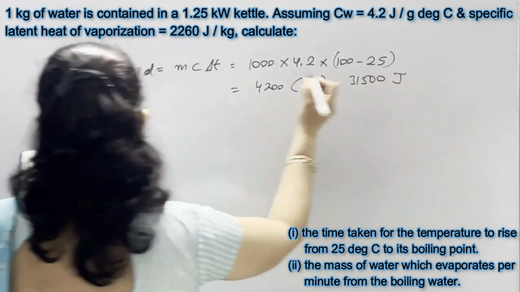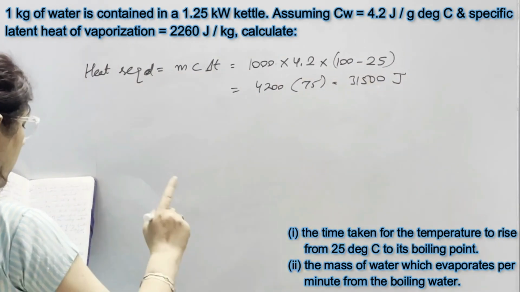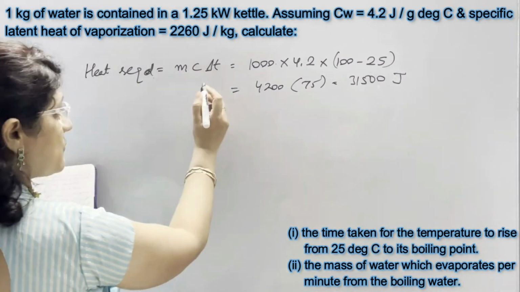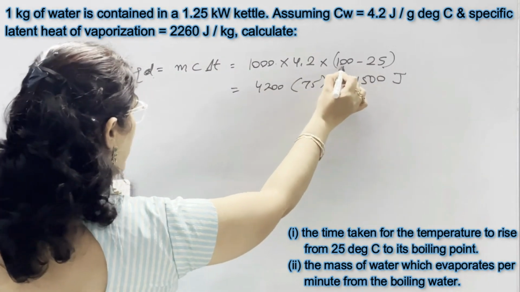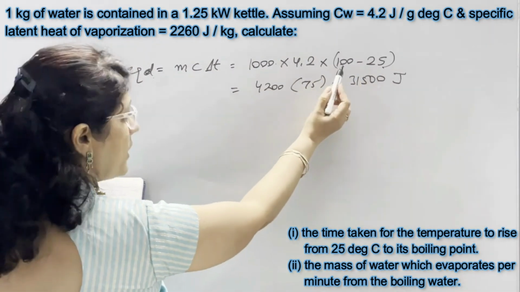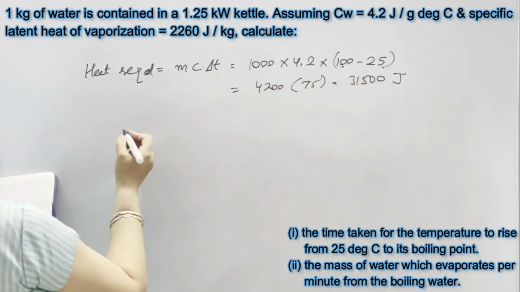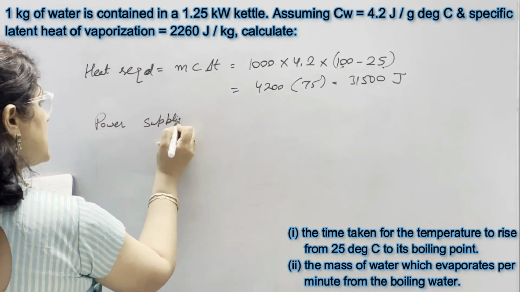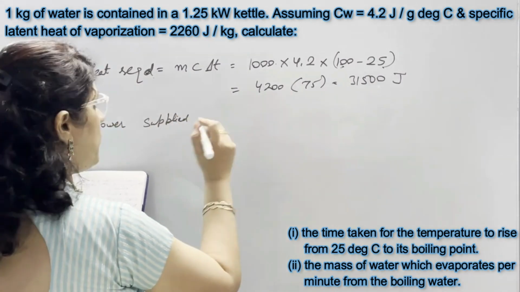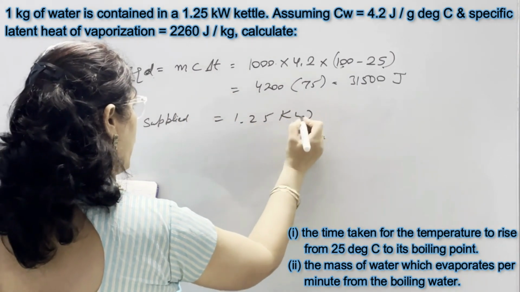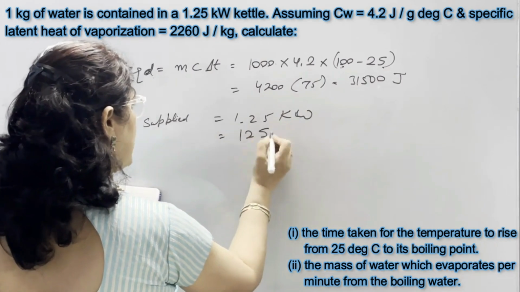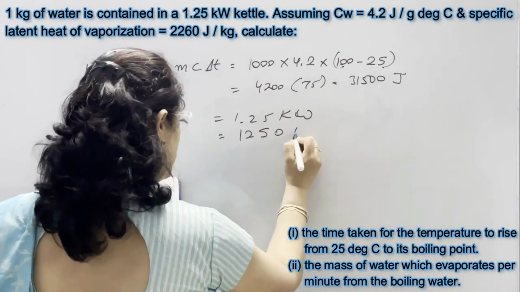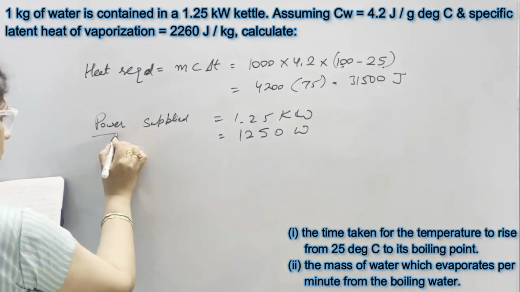31,500 joule. This much heat energy is required for 1 kg of water to rise from 25 degrees Celsius to its boiling point. This is not given directly, but we know that the boiling point of water is 100 degrees Celsius. In the second part, power supplied by kettle, it is given in the statement that power is 1.25 kilowatt. So kilo means 1250. After the decimal cancelled, 1250 watt is the power of the kettle.